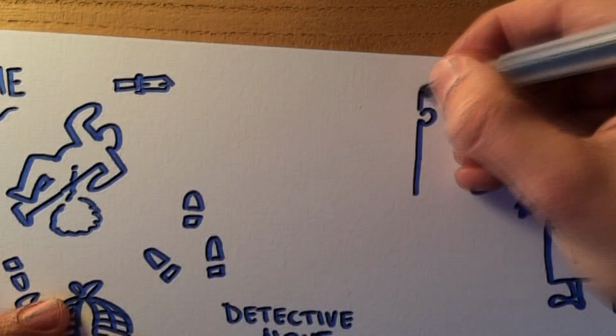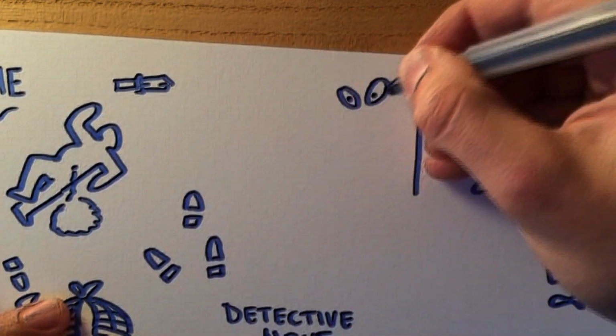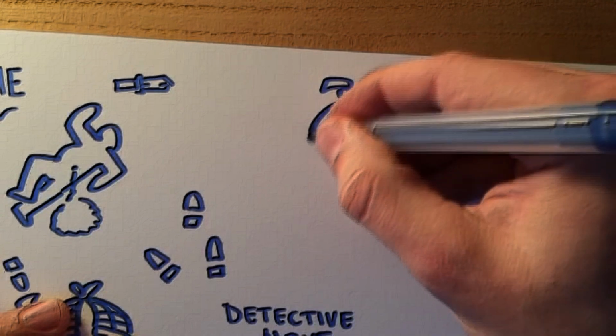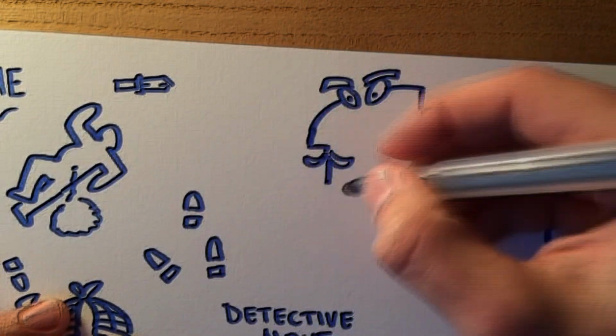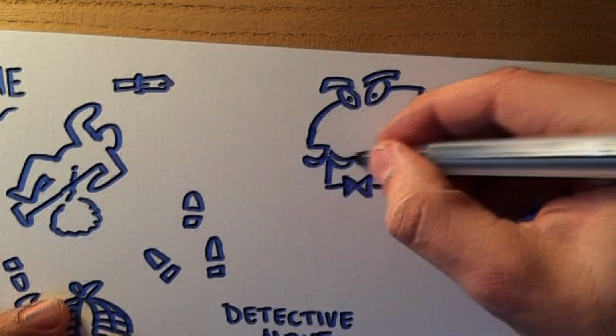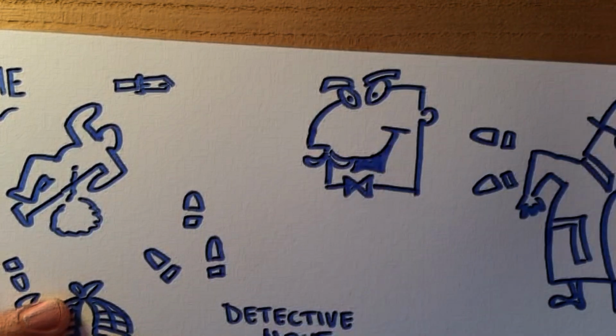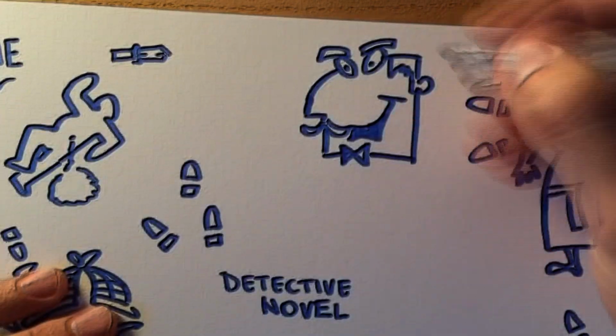The criminal. At the end of his investigation, the detective identifies the criminal. He is the one who committed the crime. Usually, the detective catches him and explains how he discovered his identity.